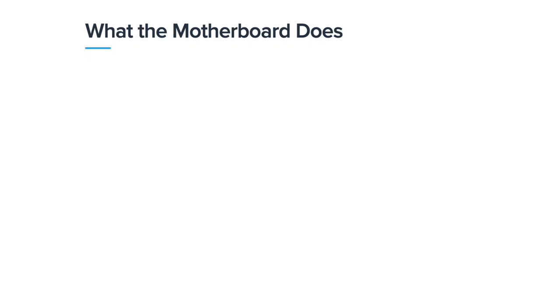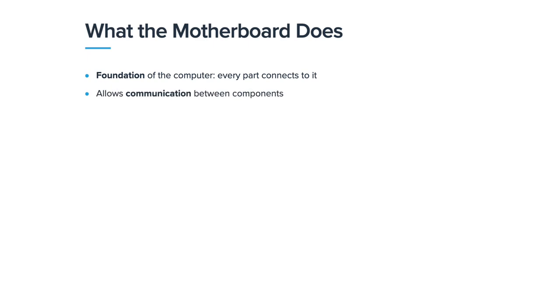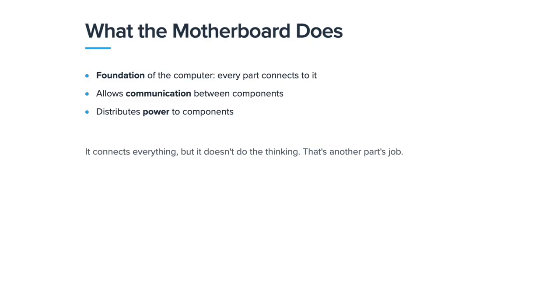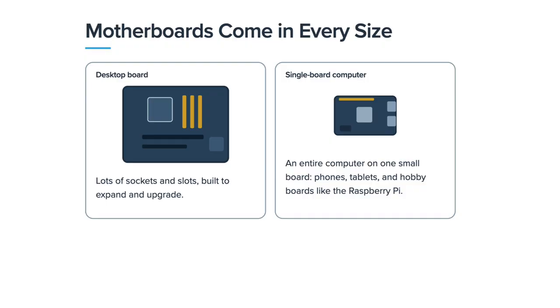So what does the motherboard actually do? Well, it's the foundation of the computer. Every part connects to it. It allows communication between components. If you have data flying in from one part to another, it travels through this board. And it distributes power to the components. One power cable comes in, and the board feeds everyone. But here's the thing. It connects everything, but it doesn't do the thinking. That's another part's job.